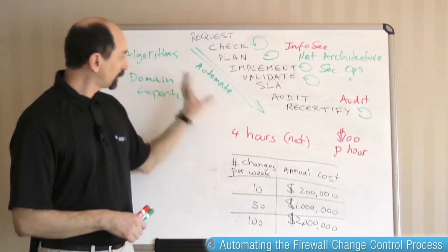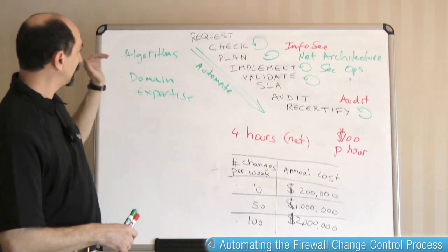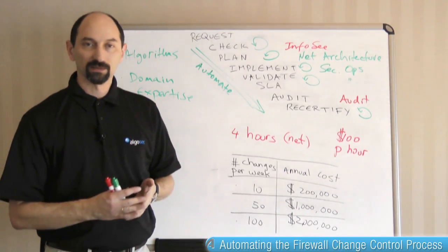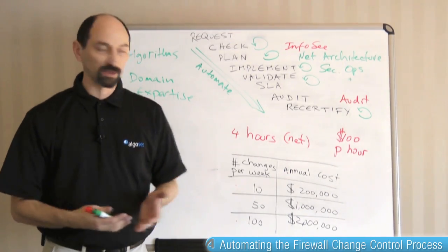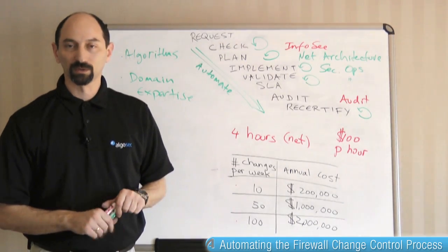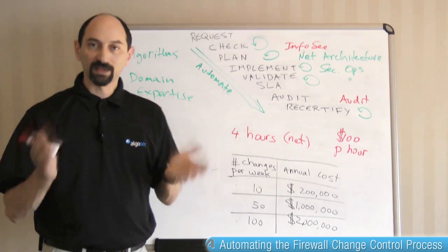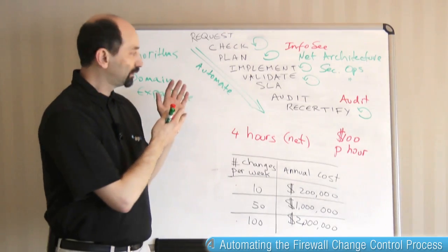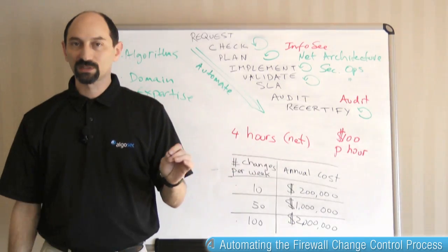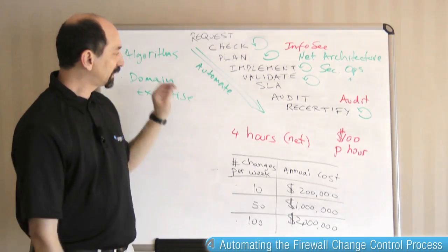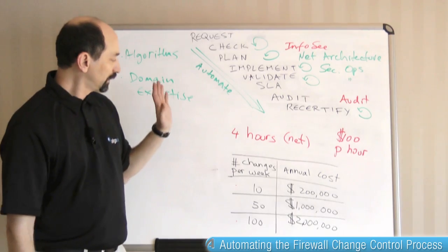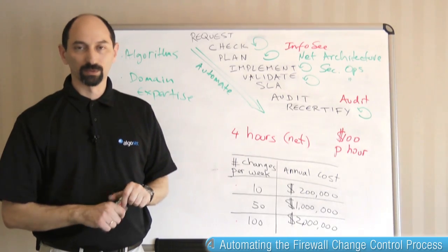So the combination of general workflow automation and domain-specific algorithms with domain expertise offers the opportunity to save a great deal of expense on the operational cost of the firewall change request process. So the take-home message here is, you have this process, it's complicated, it takes a long time, but the good news is there are systems out there that can reduce the time and the cost and could help you reach more reasonable expense levels.